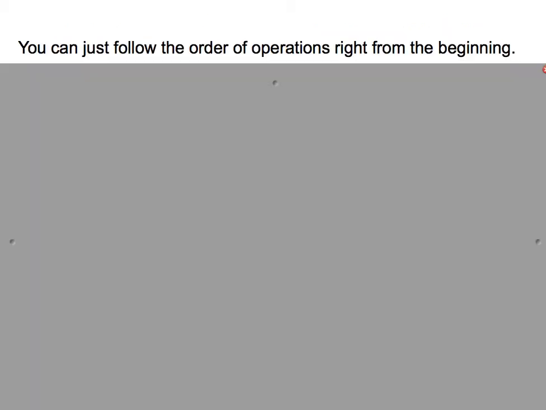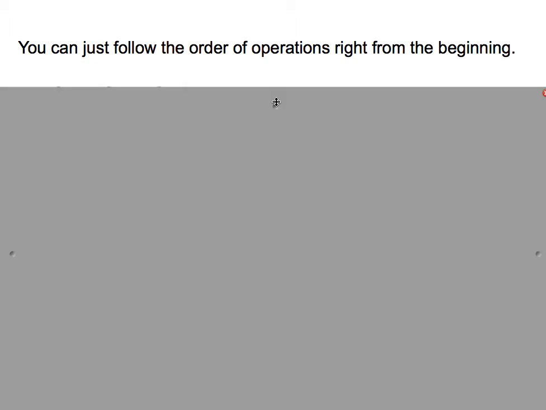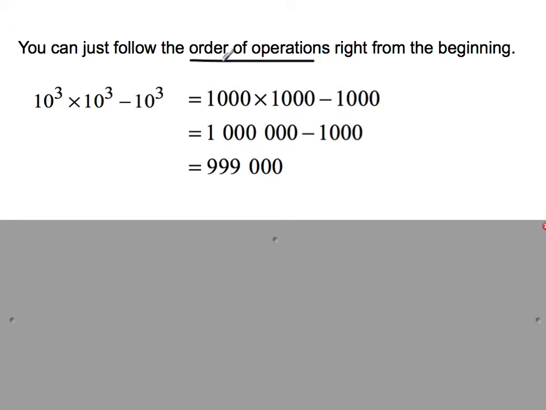So let's do another example. Okay, so this is just a different way. Instead of using your power laws, you can use the order of operations right from the beginning. 10 to the power of 3 times 10 to the power of 3 minus 10 to the power of 3. That's 1,000 times 1,000 minus 1,000. So I did all my powers first, and then I do my multiplication, which gives me 1,000,000, and then I do my subtraction.